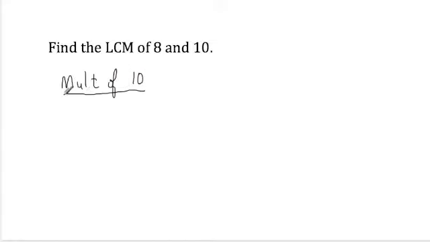Each time we list a multiple of 10, we will ask ourselves if it is also a multiple of 8. The first multiple of 10 is 10 times 1. 10 is not a multiple of 8. 10 times 2. 20 is not a multiple of 8. 10 times 3. 30 is not a multiple of 8. 10 times 4. 40 is a multiple of 8 because 8 times 5 is 40. There is an integer that we can multiply 8 by to get 40. So that means that 40 is the least common multiple of 10 and 8.